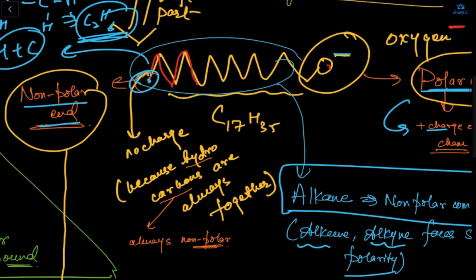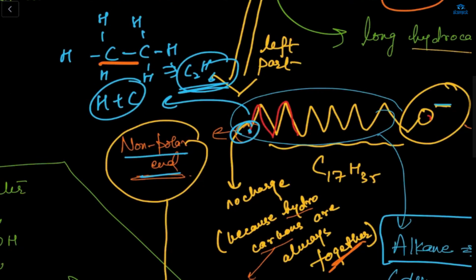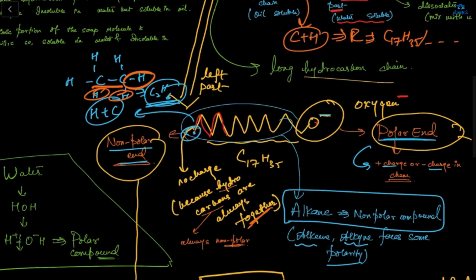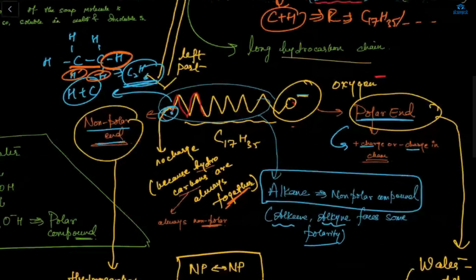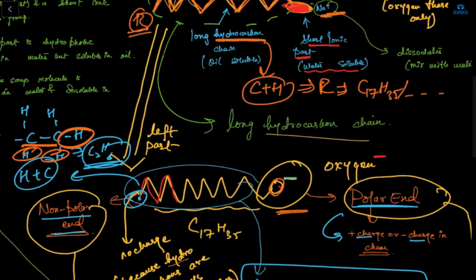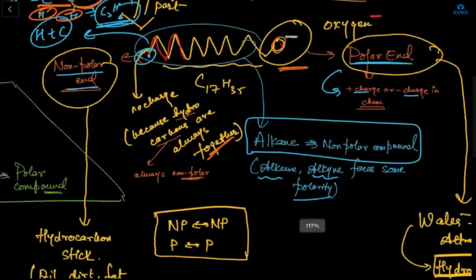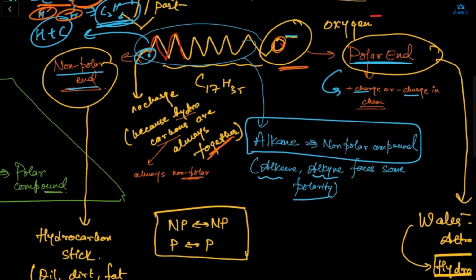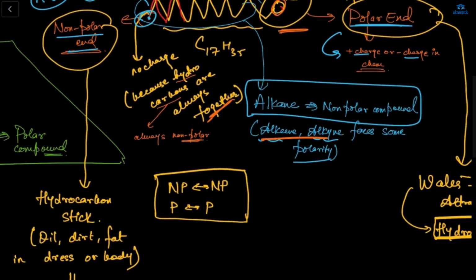Okay, so here it is no charge because hydrocarbons are always together. With the carbon there's always hydrogen. Here with the carbon there's always hydrogen. So if with the carbon there's hydrogen, then it's a non-polar end. And on this side, your sodium is not with us, so we are only writing oxygen minus, which is having a minus charge, which is your polar end. So this is your alkane, which is non-polar, and these two will have some kind of polarity.